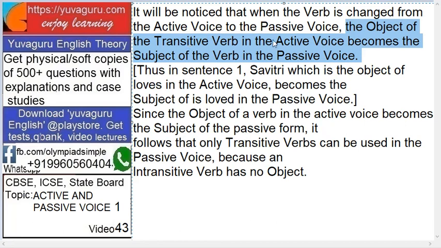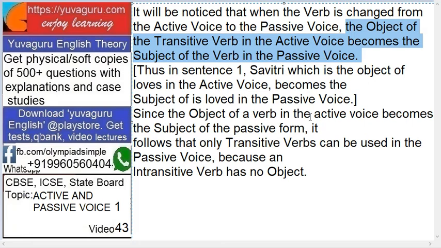Okay. So move on. The object of the transitive verb in the active voice becomes the subject of the verb in the passive voice. Okay. So what was the first sentence? Sita loves Savitri. So thus in sentence 1, Savitri, which is the object in the active voice, becomes the subject in the passive voice, right? Passive was what? Savitri is loved by Sita. So that becomes the subject over here.